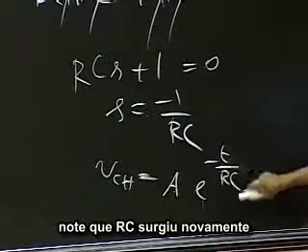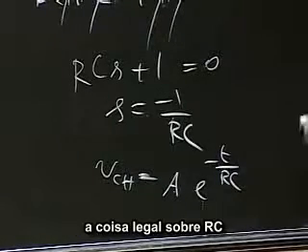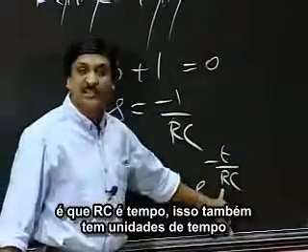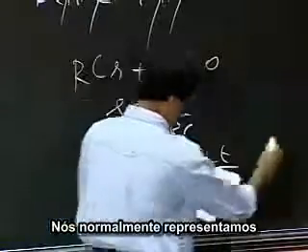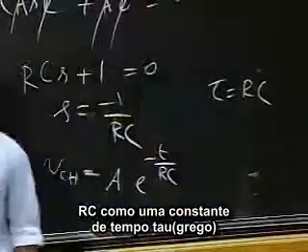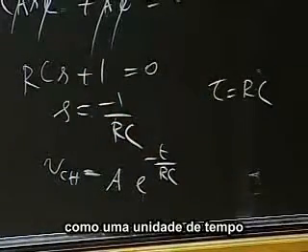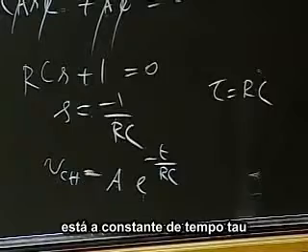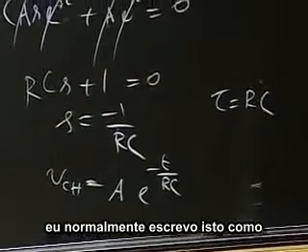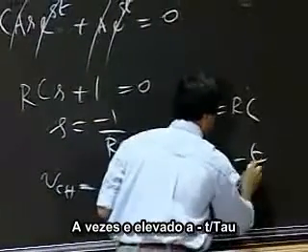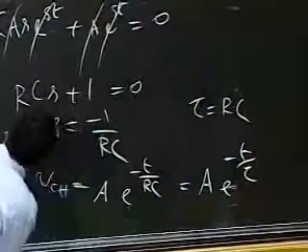Notice RC has popped up again. The cool thing about RC is that this has units of time. So we commonly represent RC as some time constant tau, with units of time. Associated with that circuit is a time constant tau, which is simply RC. So I commonly write this as A e to the minus t divided by tau.